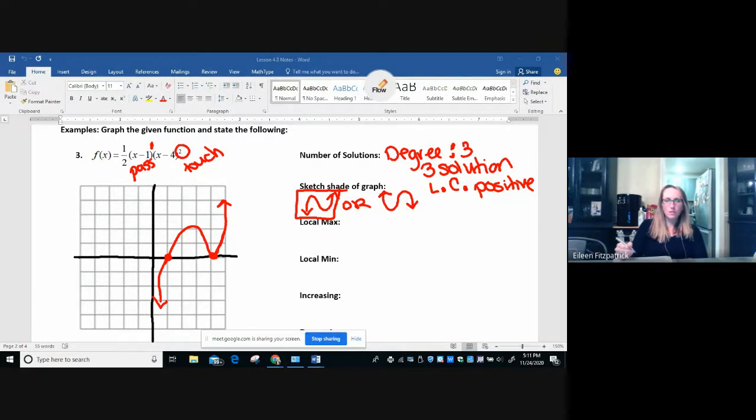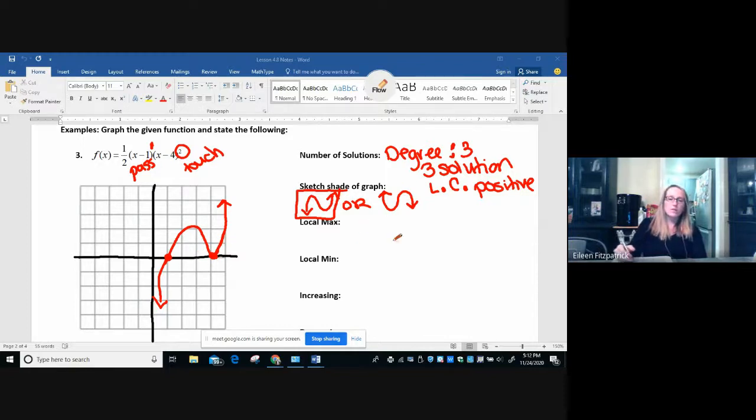Did I plot the point at the wrong spot? No, that's right. Yeah, I copied the problem down wrong from my notes. That's why it doesn't look exactly the same, but that's okay. All right, so that is what the polynomial function should look like sketched out.